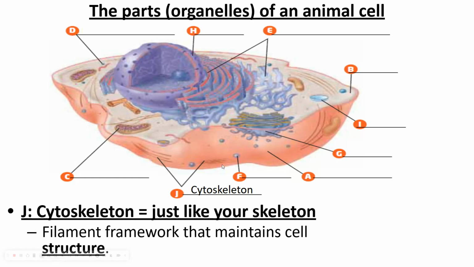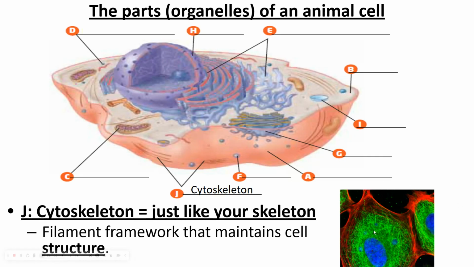It also serves as little ropes that things can climb onto and move around with, almost like little train tracks in the cell. So the cytoskeleton is super important. It allows the cell to maintain its structure and stability. Here you can see a picture of basically all this green stuff, and also even some of the red hairs as well. That's part of the cytoskeleton.